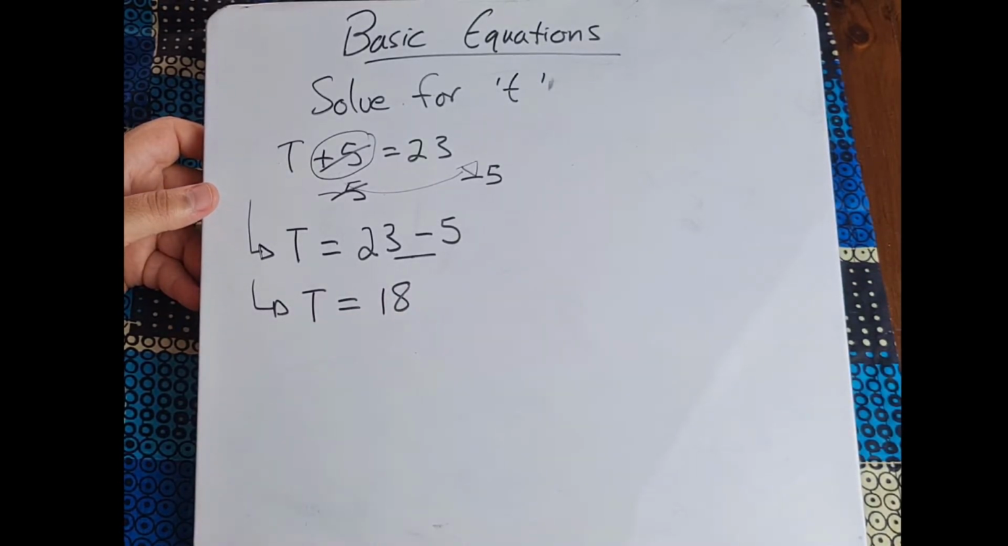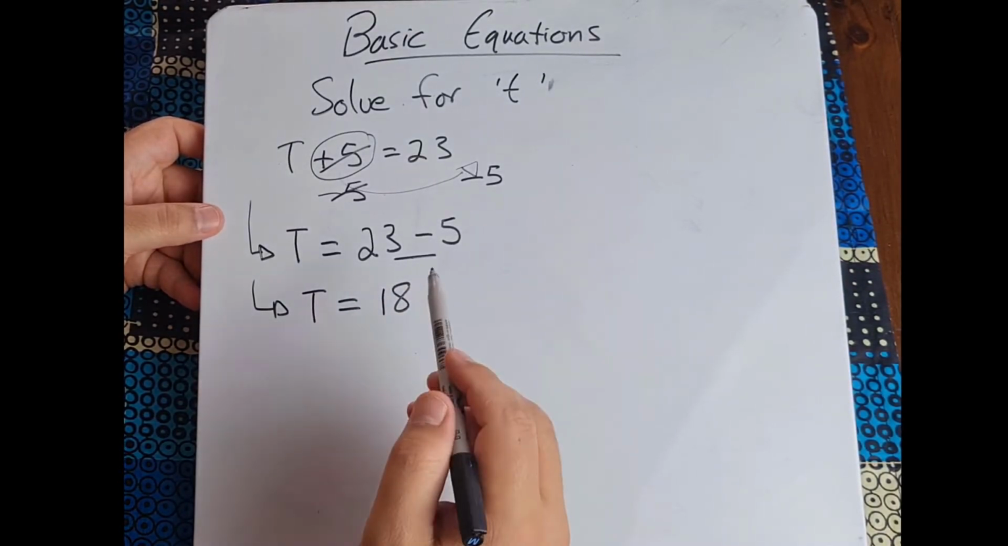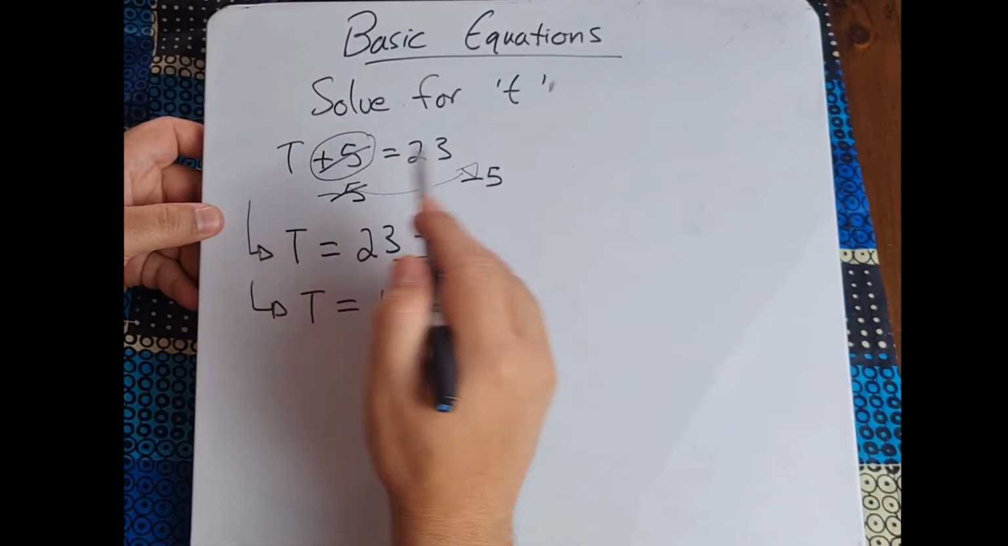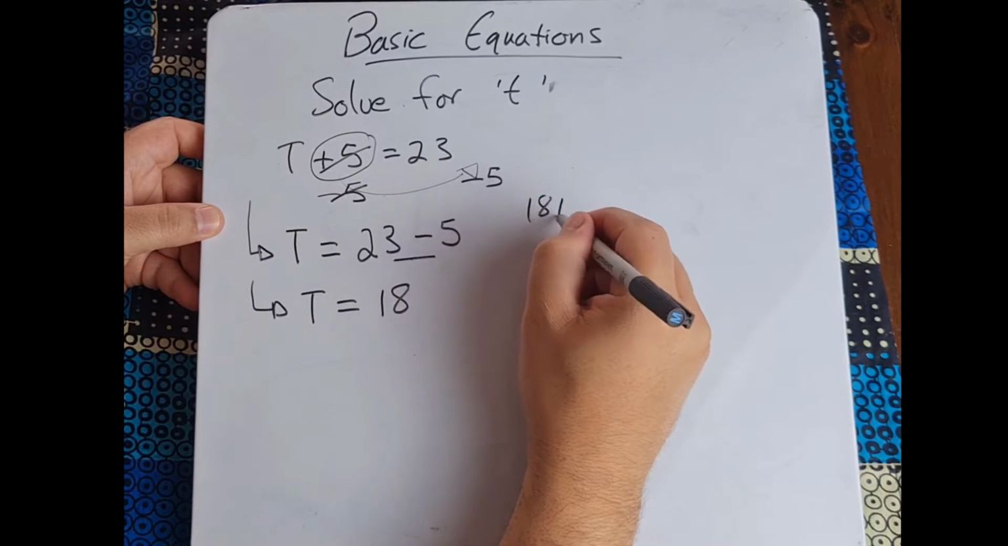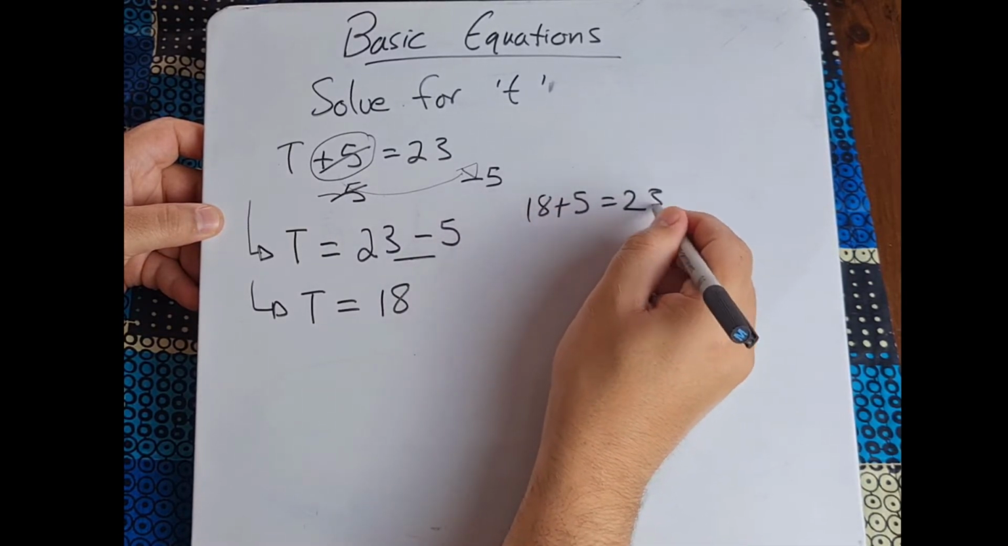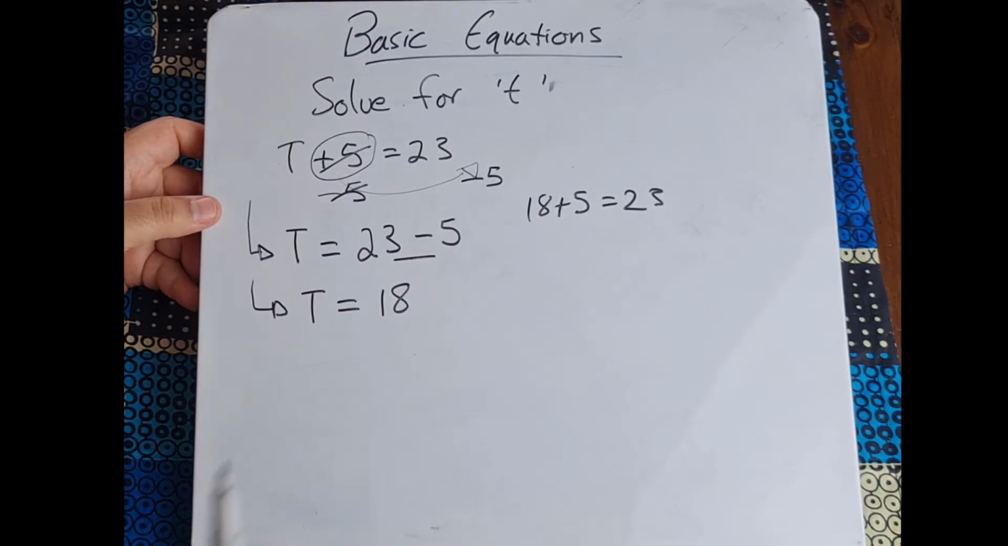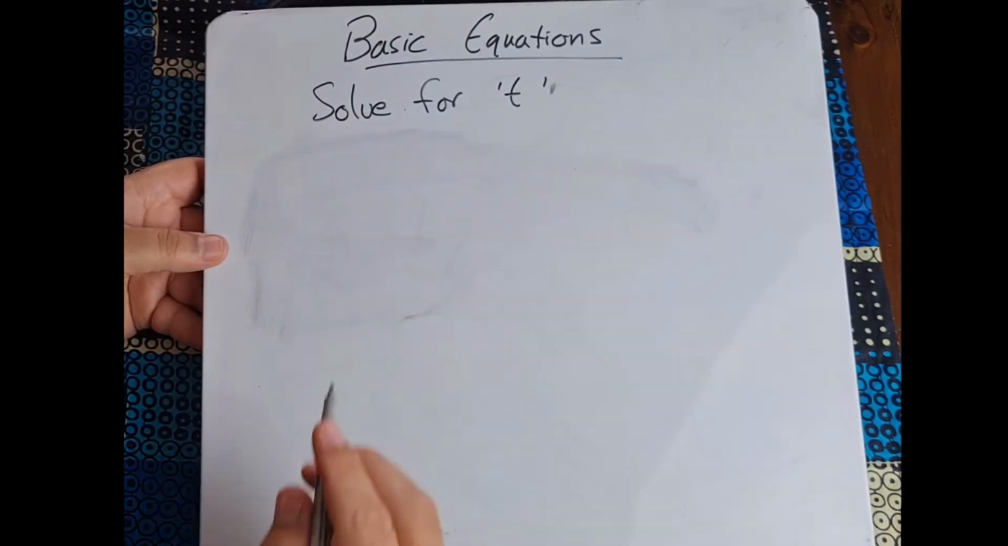Now again, if you want to double check your equation, you need only take it back and say, okay, well, the original was t plus 5. So let's do that. It's 18 plus 5 equals 23. Is that correct? Yes. And then you know you've got that entire equation solved. Let's do another one.